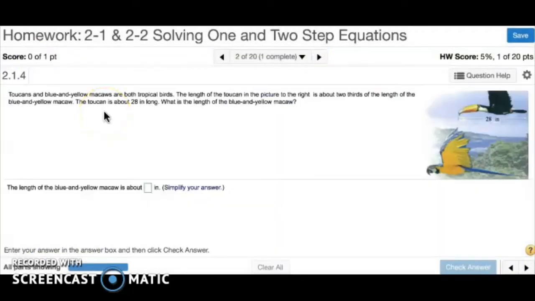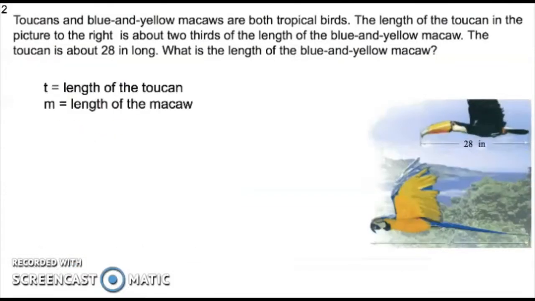Number 2. Toucans and blue and yellow macaws are both tropical birds. The length of the toucan in the picture to the right is about 2/3 of the length of the blue and yellow macaw. The toucan is about 28 inches long. What is the length of the blue and yellow macaw? Let's take a look at it. First, let's let t equal the length of the toucan, and let's let m equal the length of the macaw.